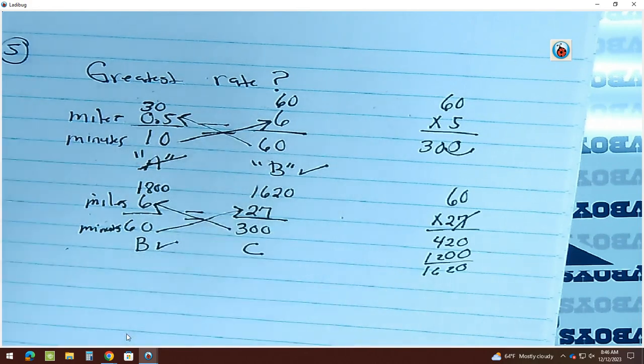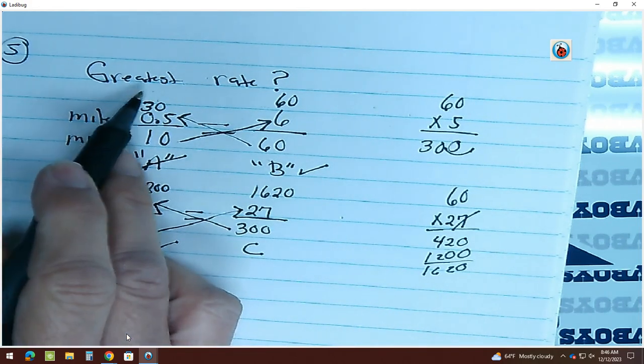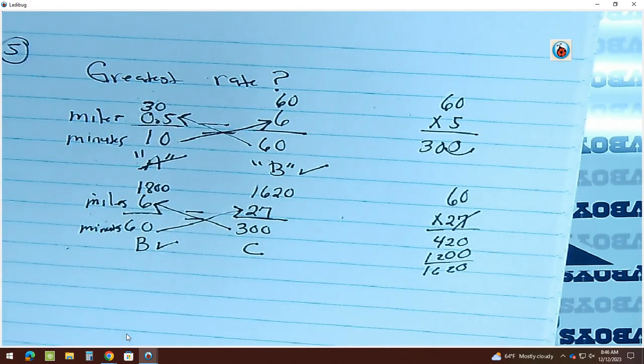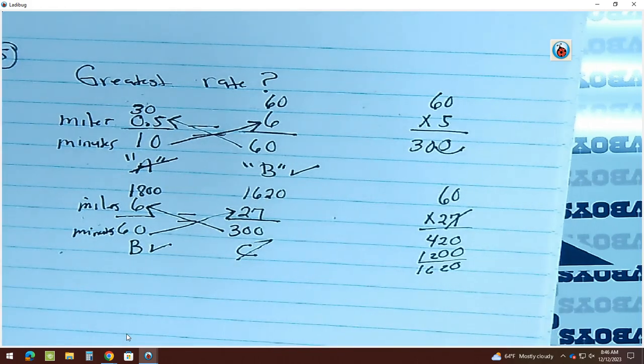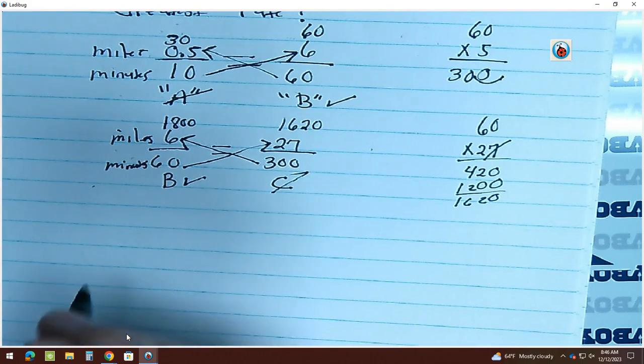So right now B looks like the good choice. That's the one that has the greatest rate. So who do I use again? B, because he's winning. Why would you use C? He's out. C is not the greatest rate. Ya le ganó B. So I'm gonna go again with B.